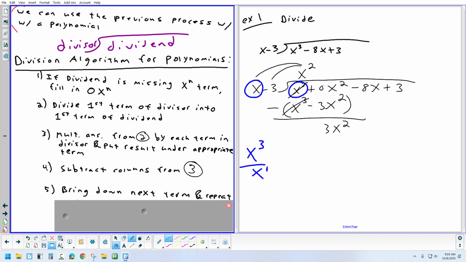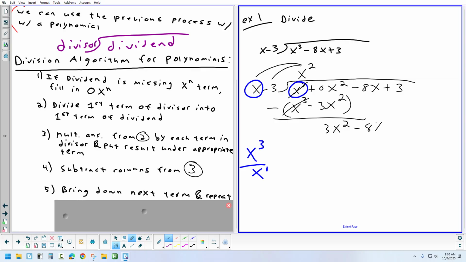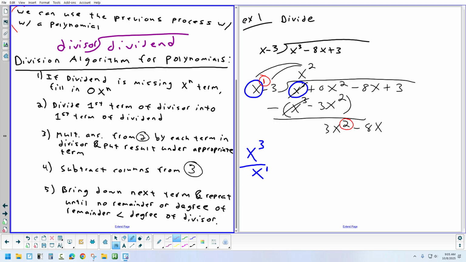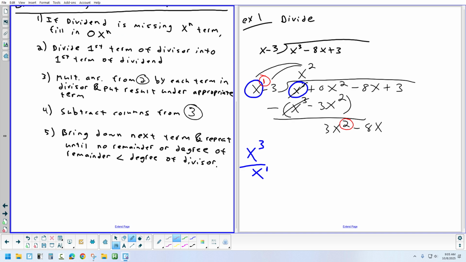And now, we're going to keep repeating this process. I'm going to bring down the next term, negative 8x. And we have to keep going until one of two things happen. Either this exponent becomes smaller than that exponent. It's like we have an x to the first on the outside for the divisor. That hasn't happened yet. Or everything cancels out and we have a remainder of 0.